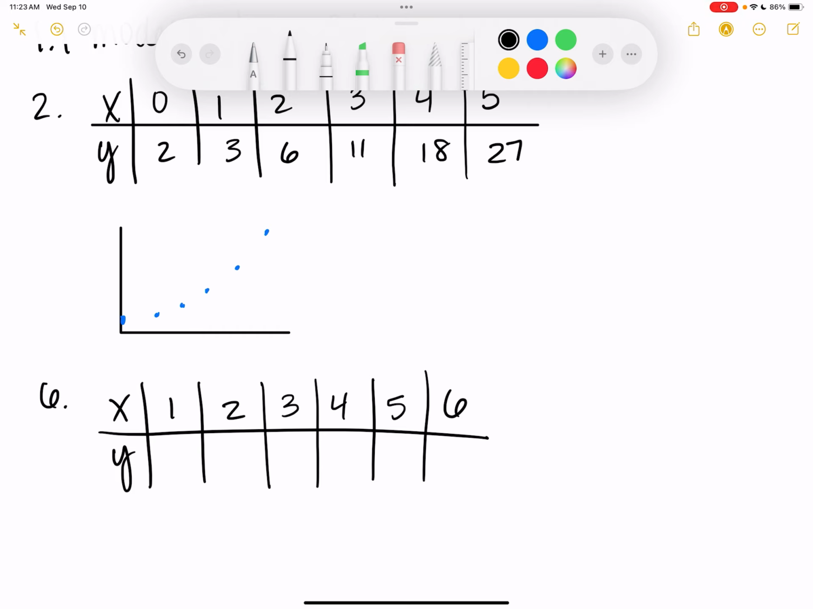Okay. The y values are 5, 7, 9, 11, 13, and 15. So just looking at those numbers, all the y values are increasing by a value of 2, so this one's probably going to be linear. Okay. So we're going to do the same thing. We're going to put these numbers in my L1 and L2.